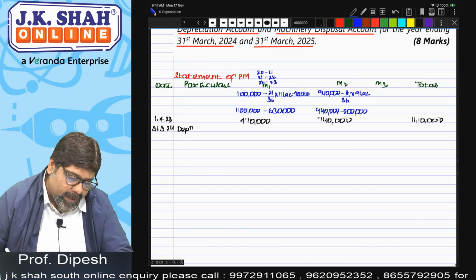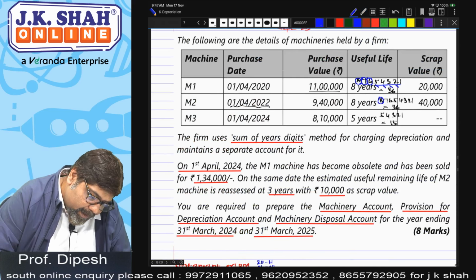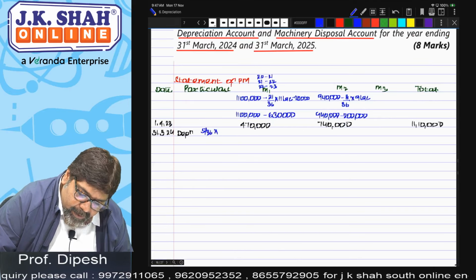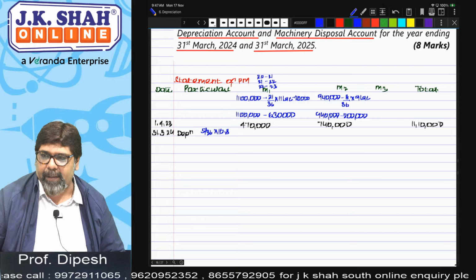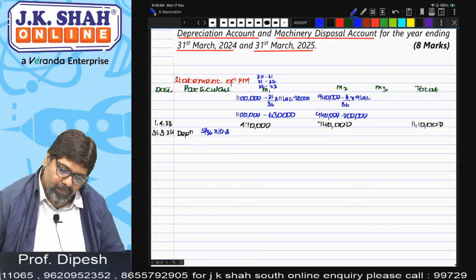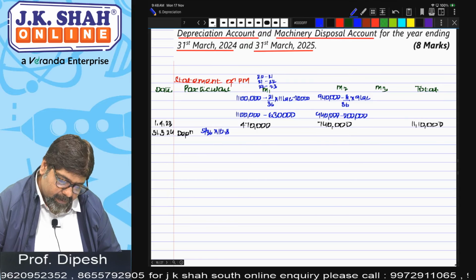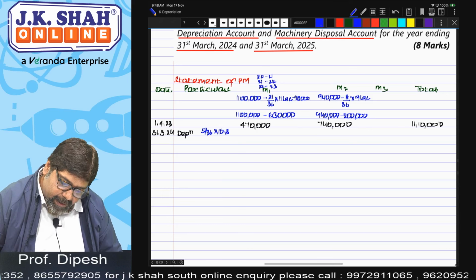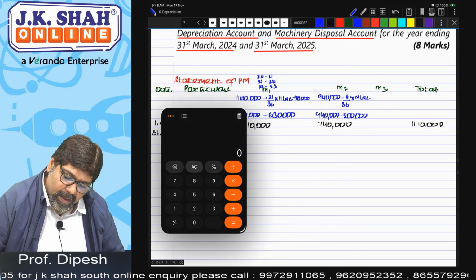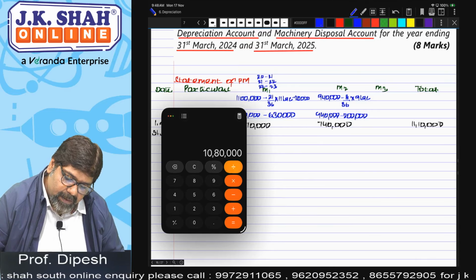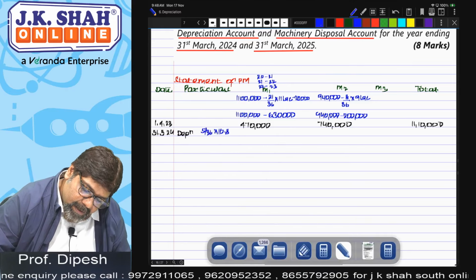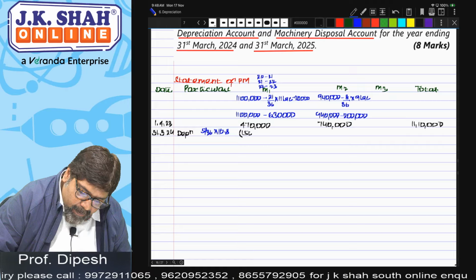Let's calculate depreciation on 31st of March 24. How much? It will be 3 years over 5 by 36 into 10.8 lakhs. 5 by 36 into 10 lakh 80, 10 lakh 80,000 divided by 36 into 5 is equal to 1 lakh 50,000. Correct?